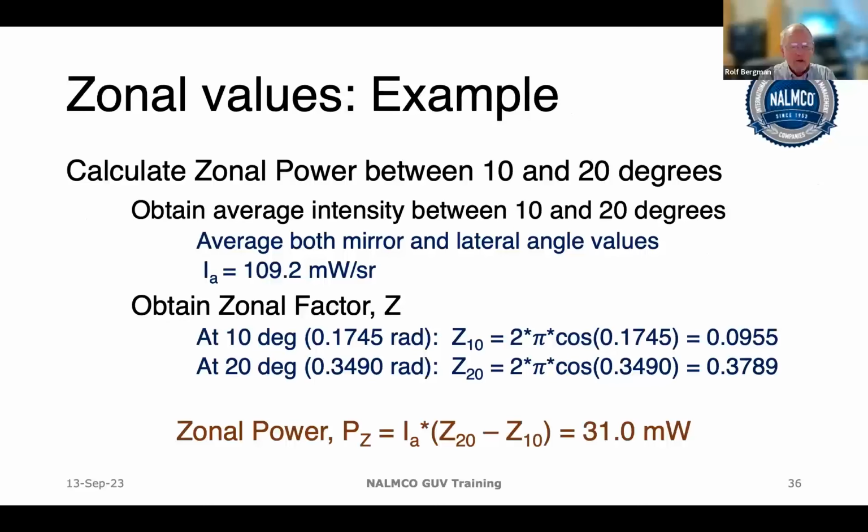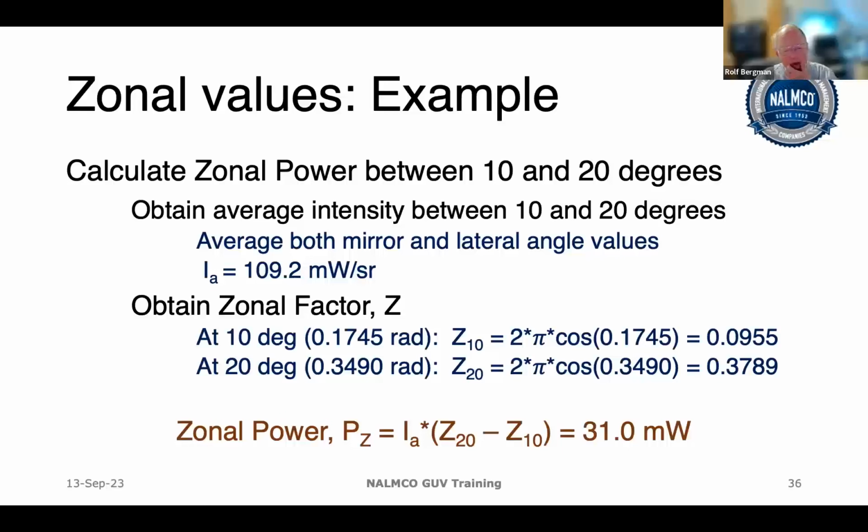There's a zonal factor, which is 2 pi times the cosine of the 10 degrees, which is 0.1745. So the zonal factor Z10 is 0.0955. But Z20, the zonal factor, is 0.3789. And so forth.